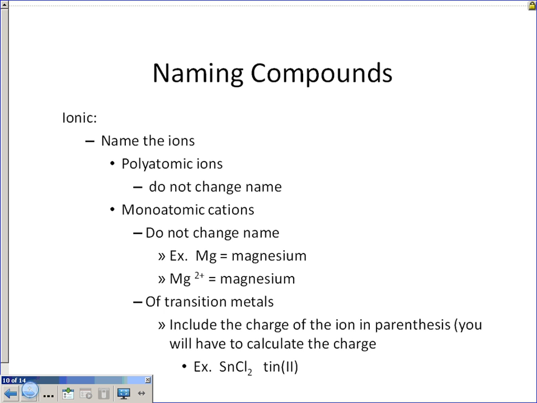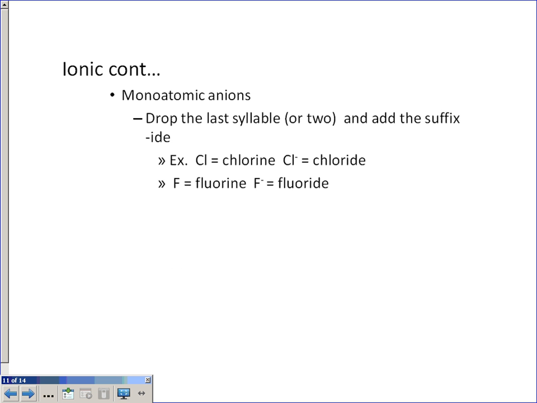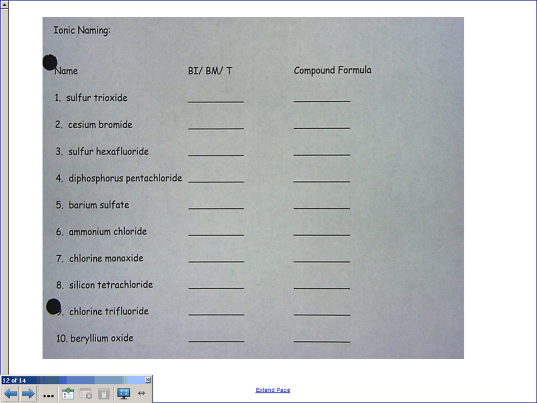We've already gone over the rules. For the anions, we drop the last syllable, exactly what we did in molecular nomenclature, where chlorine becomes chloride. Let's practice a couple. Sulfur trioxide. Sulfur is a nonmetal. Trioxide is a nonmetal. So this is actually binary molecular, and we're not going to worry about it right this second.